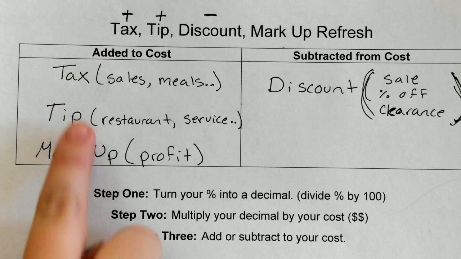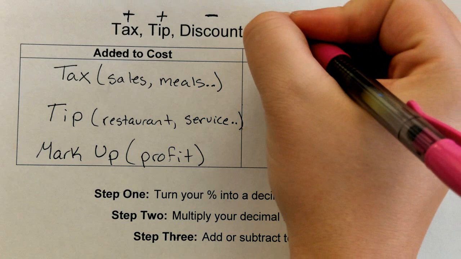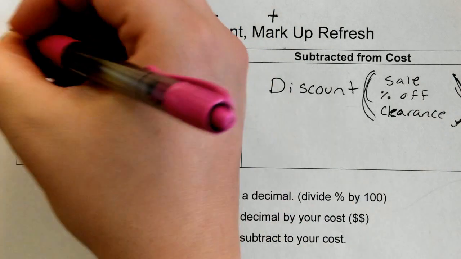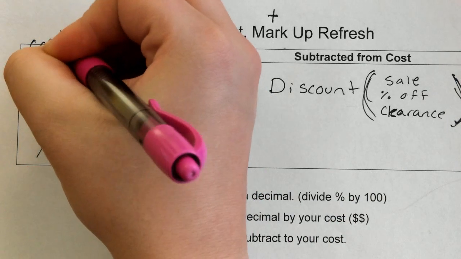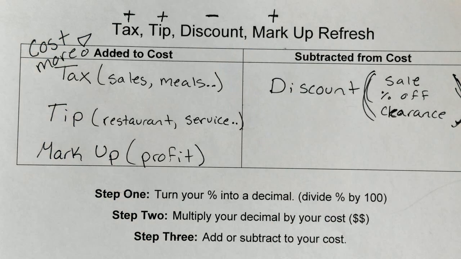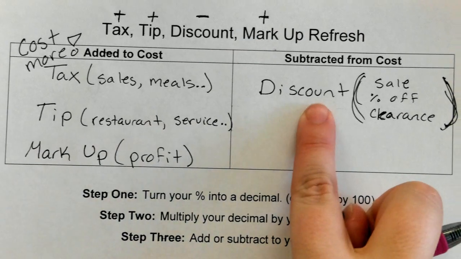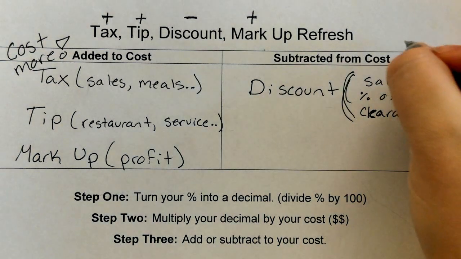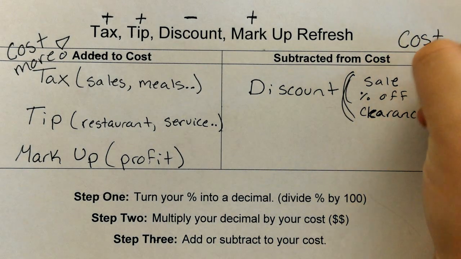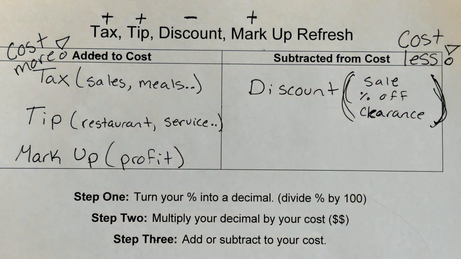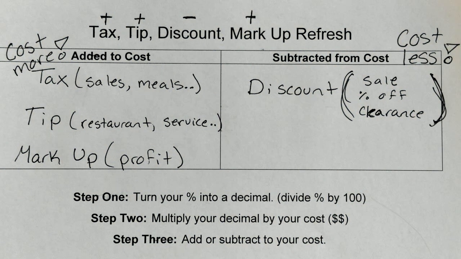So all of these things, tax, tip, markup, these all get added to our cost. This means that it's going to cost more after tax, tip, or markup. With discount, however, since it's subtracted from our cost, this means that it will cost less, which is why we like discounts. We have to pay less money for things.